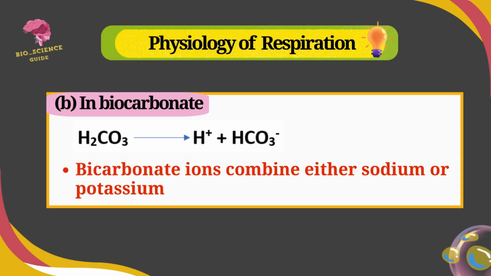In bicarbonate form, carbonic acid quickly ionizes into bicarbonate and hydrogen ions. The bicarbonates formed pass through the RBC membrane into the plasma, and the bicarbonate ions combine with either sodium or potassium present in the blood plasma to form sodium bicarbonate or potassium bicarbonate respectively. In this way, carbon dioxide is carried from tissue into the lungs through the plasma. About 70% of carbon dioxide is transported in the form of bicarbonate.